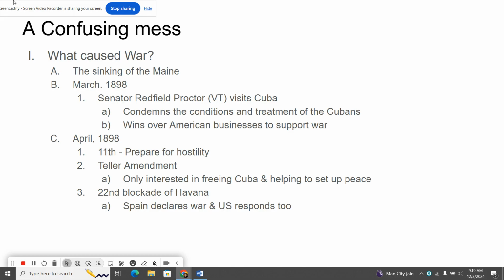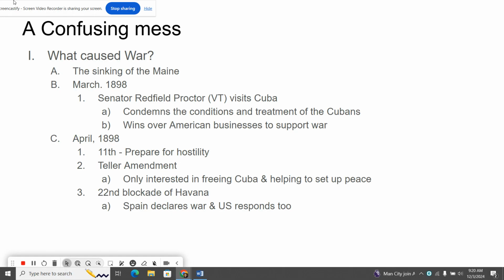In preparation, the Congress passes a resolution called the Teller Amendment. And the Teller Amendment states that the only reason that the United States is getting itself involved in the situation in the Caribbean is to free Cuba from Spain and to set up a peaceful transition of Spain leaving the Western Hemisphere. We are not interested in keeping Cuba. Now, please keep in mind that this only applies to Cuba, which we'll see is kind of important a little bit later.